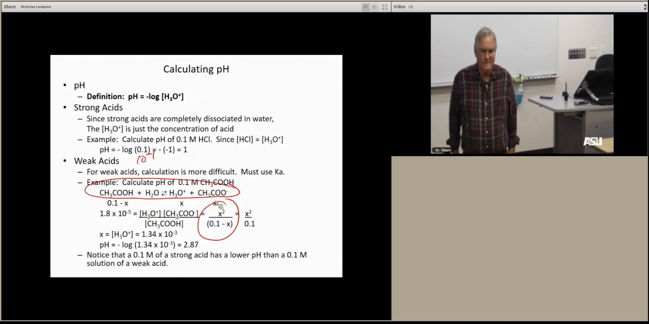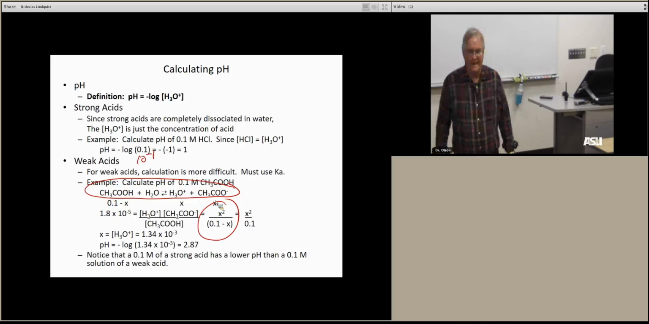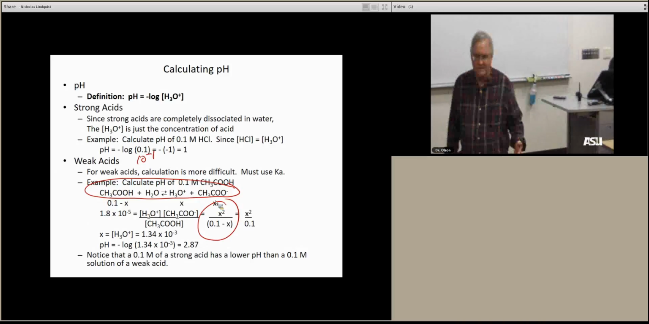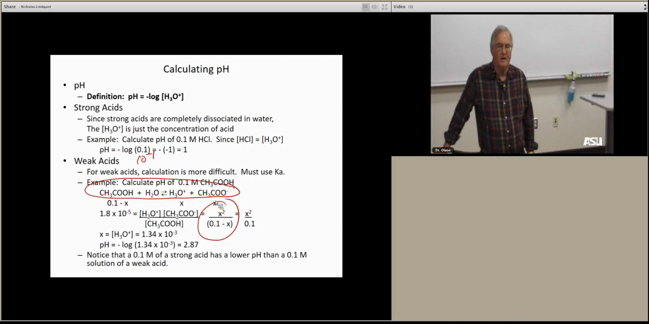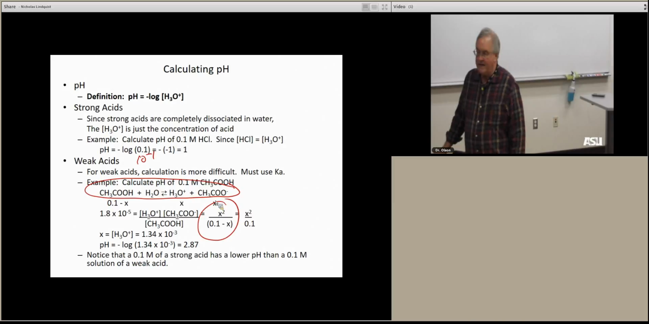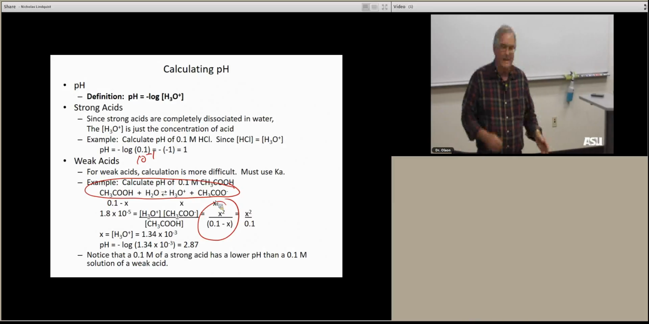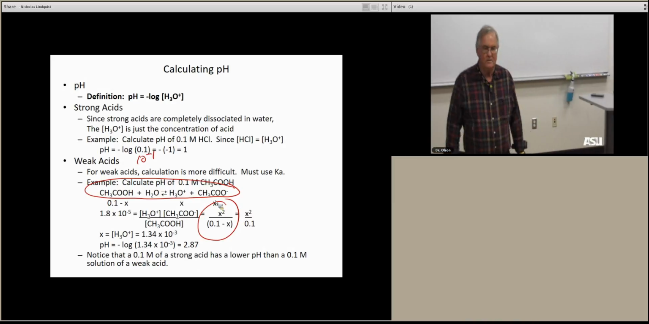And what is X? X is the acid concentration, the H3O plus concentration. So what is pH? It's the negative logarithm of 1.34 times 10 to the minus 3. Plug that number into your calculator, hit log, and you'll get minus 2.87, but the pH is the negative logarithm, so the pH is going to be 2.87.